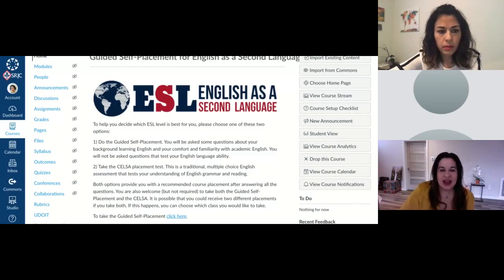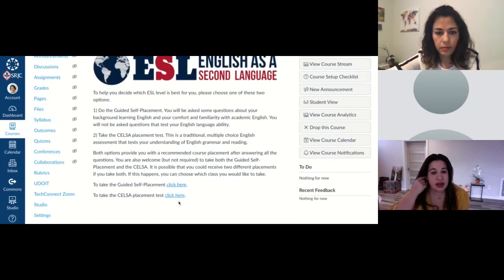Yes, exactly here. So the students are taken to this page in Canvas, which gives them two options. And you can see it tells them to help you decide which ESL level is best for you, please choose one of these two options. I'll go over those options in a little bit, but I just wanted you to have a chance to see that they're told right away what their two options are. And then they can choose from the bottom of the page which option they want to do. Okay, Dr. Bookman, let's go back to the slideshow.